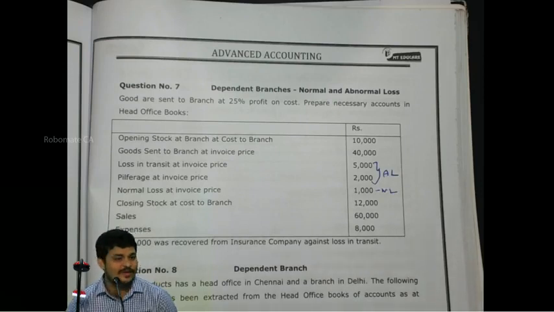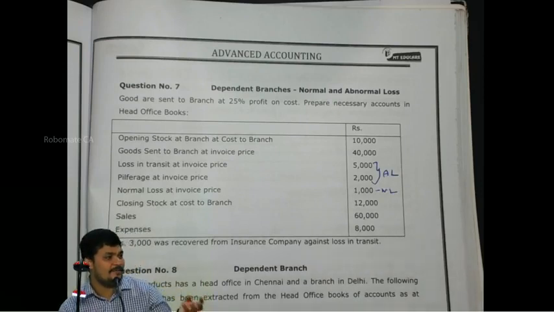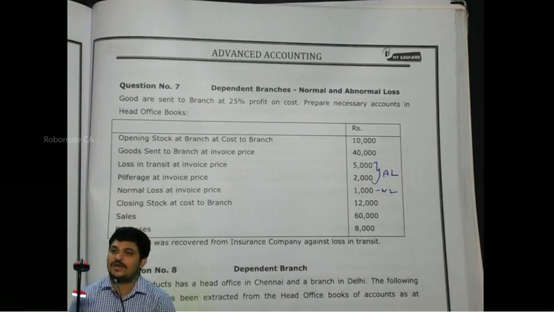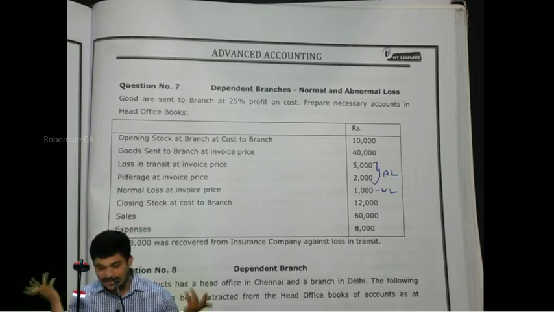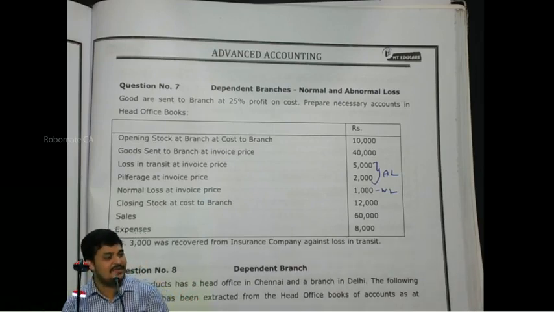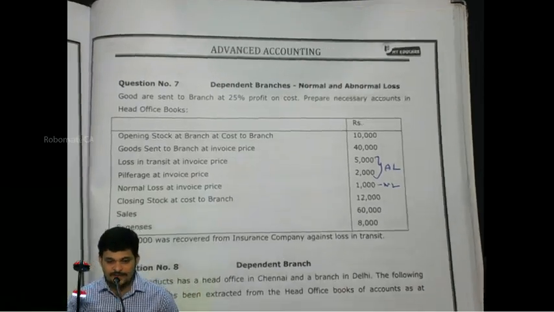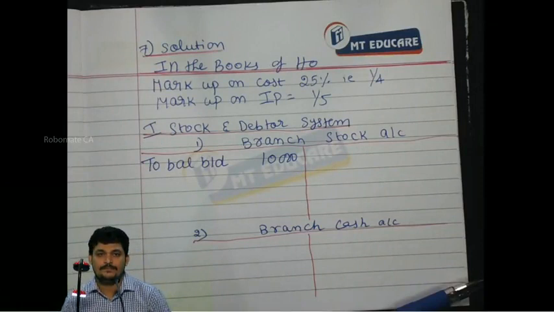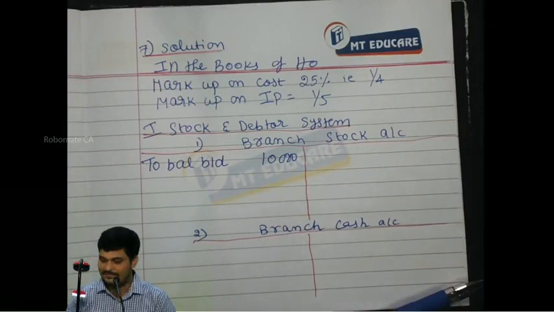Understood? I don't know how many of you fell into that particular trap. I just told you that if it is given at cost, you should convert into invoice price. Here nothing is given at cost. Everything is already informed at invoice price only. Everybody, right?